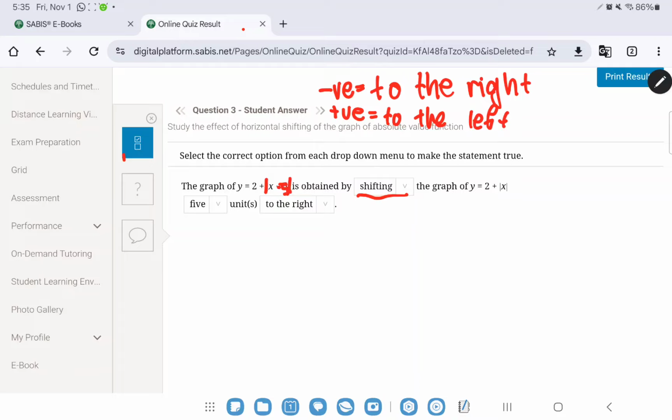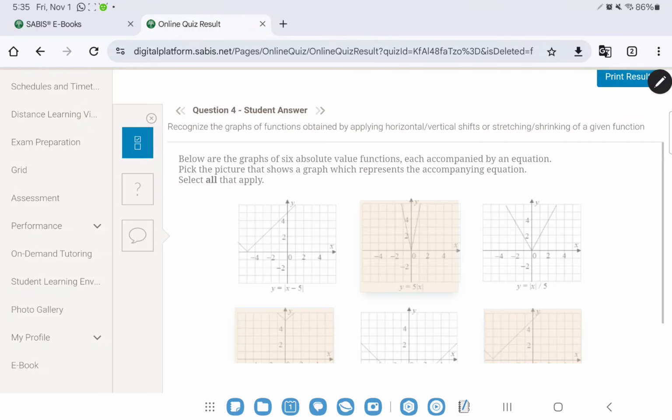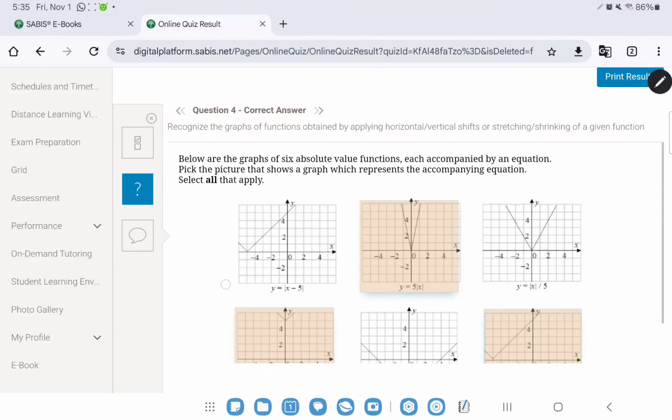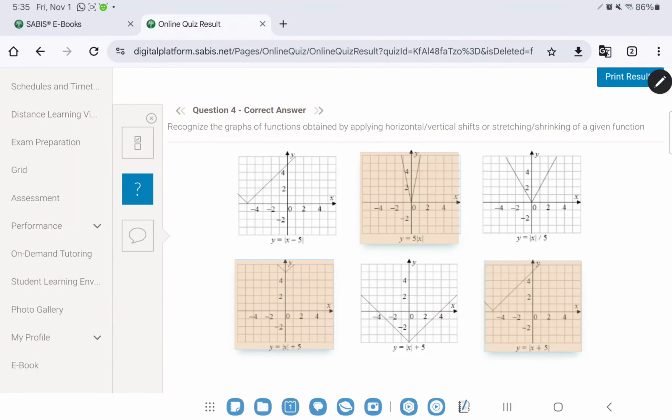Well, -5 from the original equation. So you moved 5 units, since it's negative, to the right. That's it. It's really simple. Just memorize: when it's k, positive is up, negative is down. When it's h that you're playing with, negative is to the right, positive is to the left. That's it. Moving on.